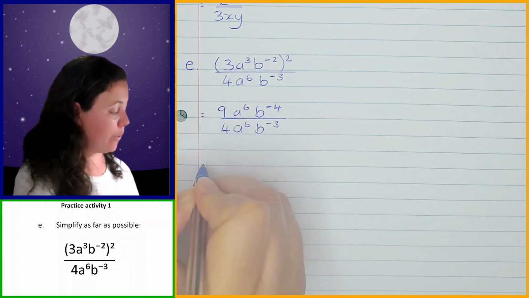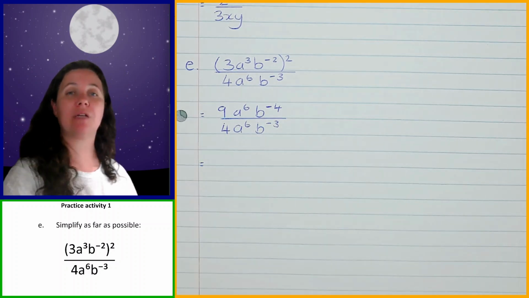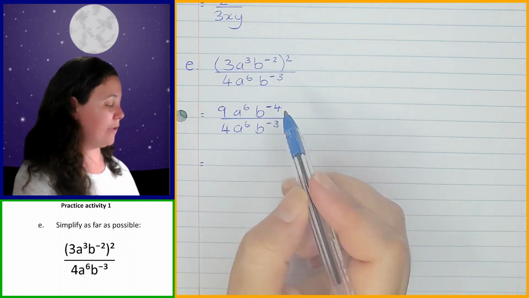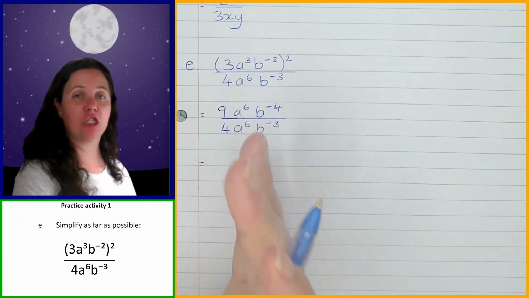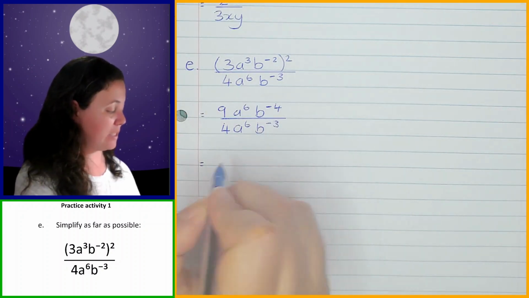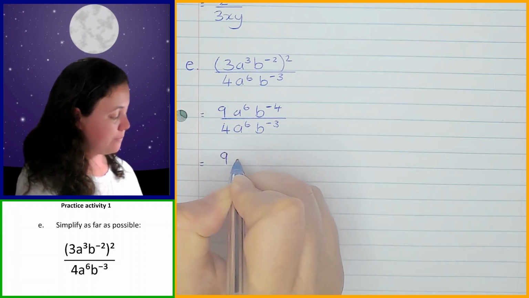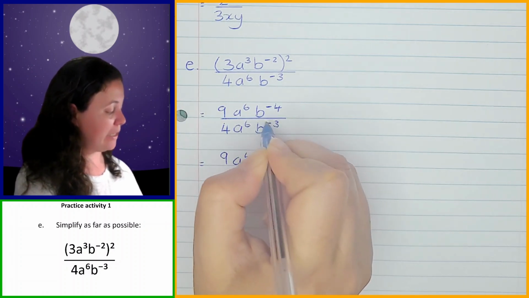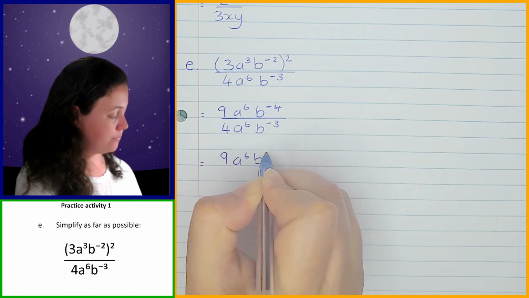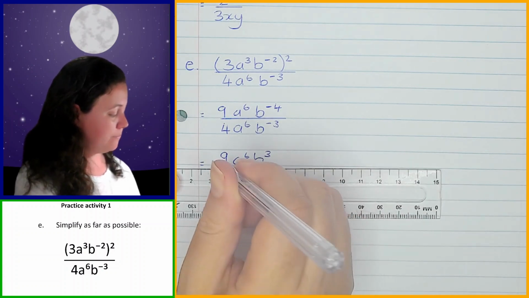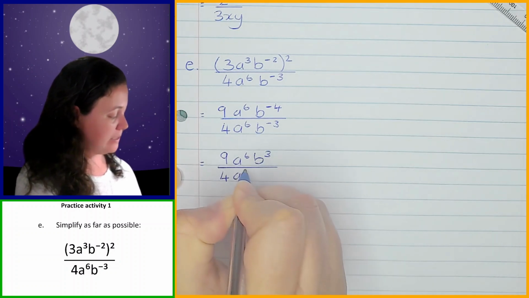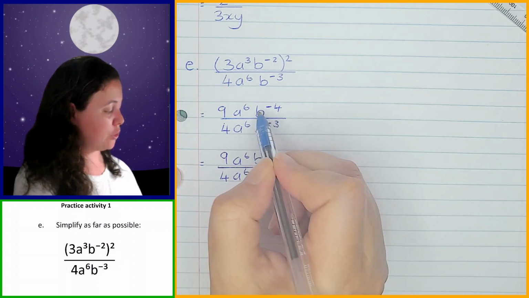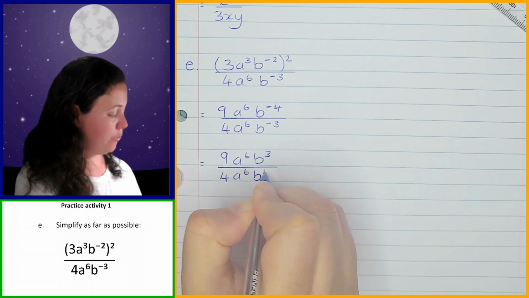Okay. Now we're going to go and move our powers with negative exponents. So over here I've got b to the power of negative 4, here I've got b to the power of negative 3. They are actually just going to switch places because they both have negative exponents. So I've got 9, a to the power of 6, and then the b to the power of negative 3 is going to come to the top and become b to the power of 3. Then at the bottom I've got 4, a to the power of 6, and the b to the power of negative 4 is going to go to the bottom and become b to the power of 4.